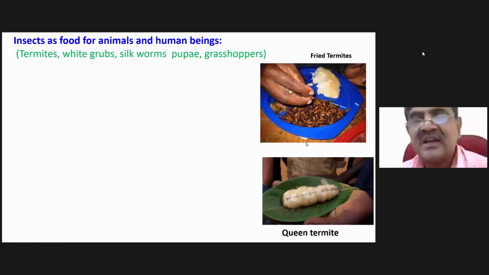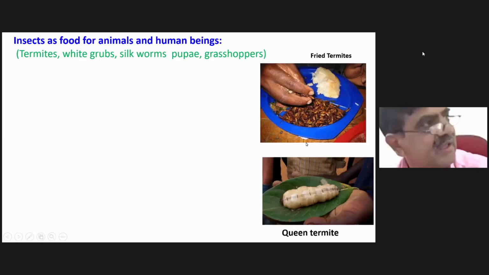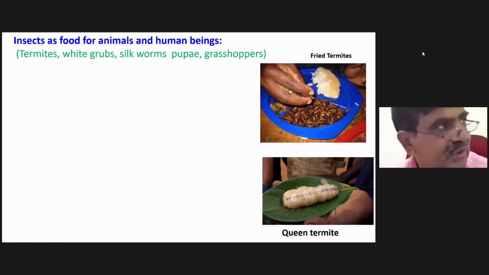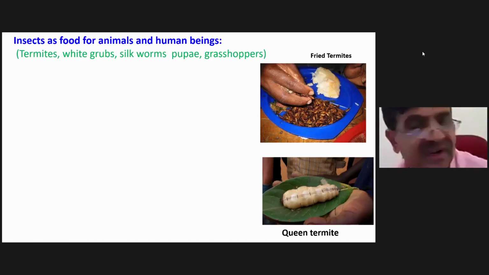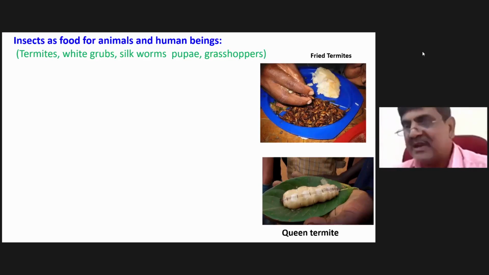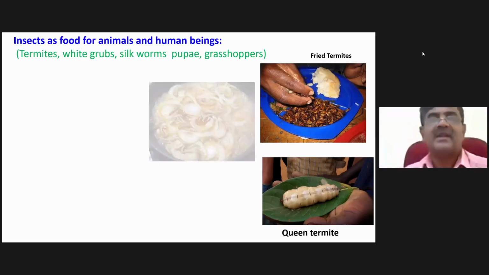And this is a queen termite. Especially in rural areas, the queen termite is fed to babies. There is a notion among villagers that if you feed this queen termite to babies, they will become intelligent. So queen termites are used as a food source especially for growing babies.